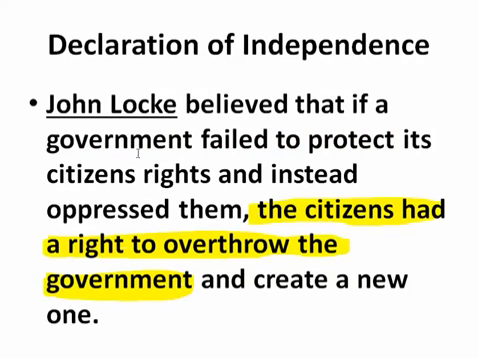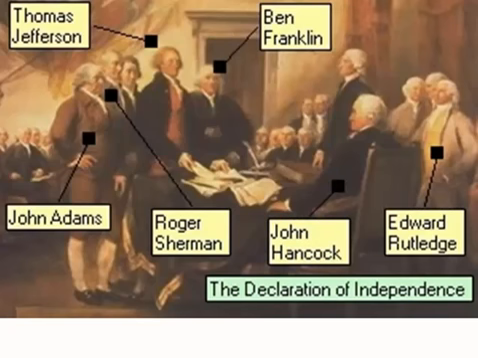So John Locke believed that if a government failed to protect its citizens' rights, life, liberty, and property, and instead oppressed those things or violated those rights, then the citizens had a right to overthrow the government and create a new government. And so Thomas Jefferson believes the same thing. We're going to see it in the language when we go over the language; Thomas Jefferson put some of this language in there. Thomas Jefferson, Ben Franklin, John Adams, Roger Sherman, John Hancock, Edward Rutledge, all those guys were very instrumental in the Declaration of Independence, but Thomas Jefferson is the writer.